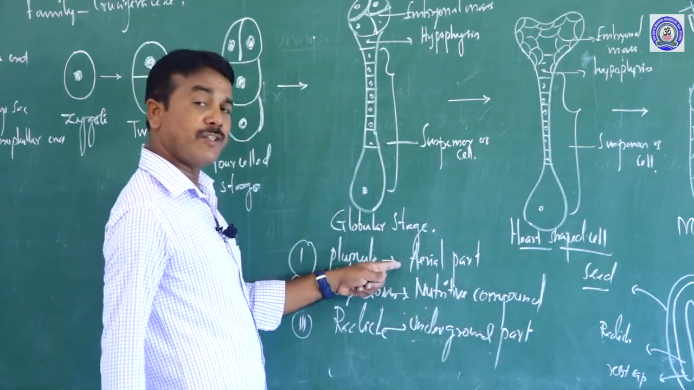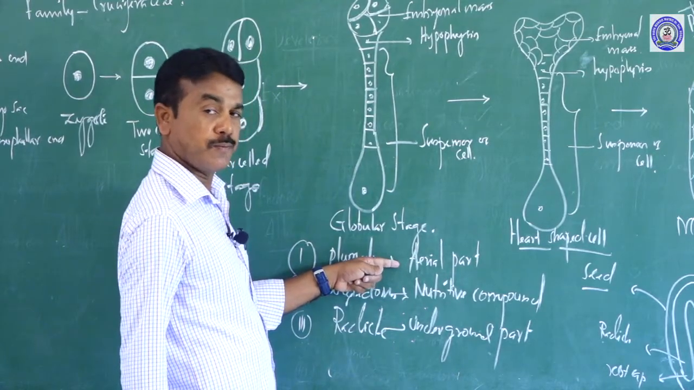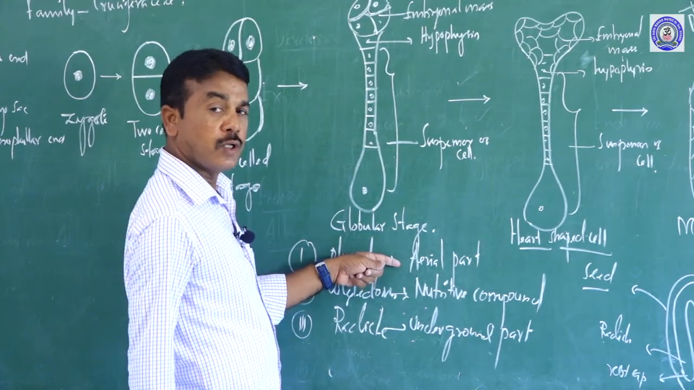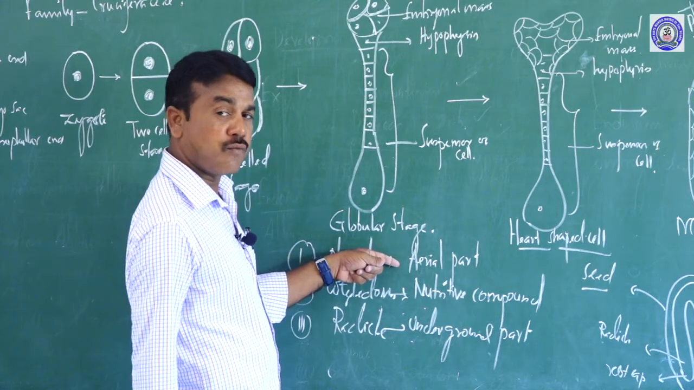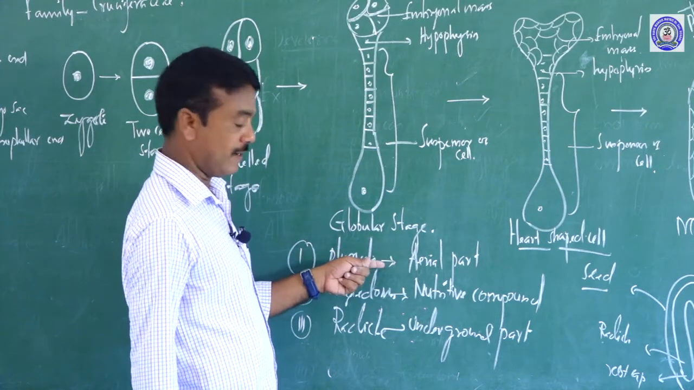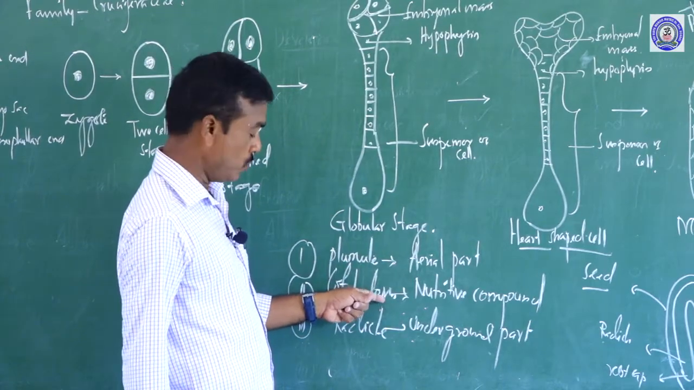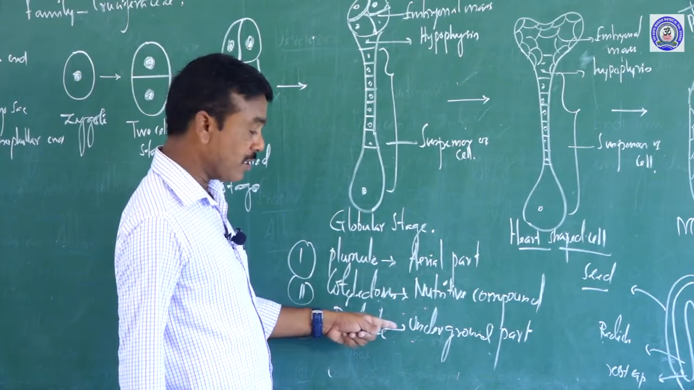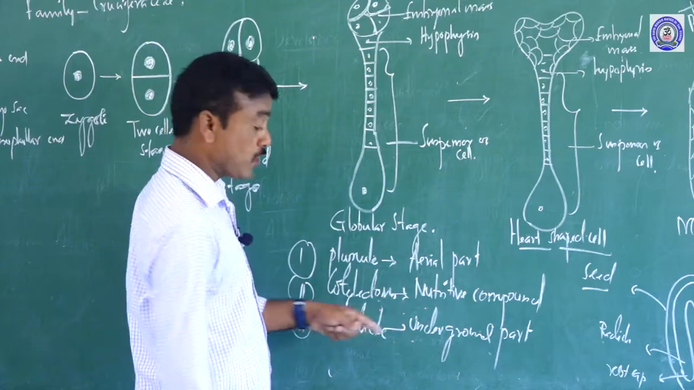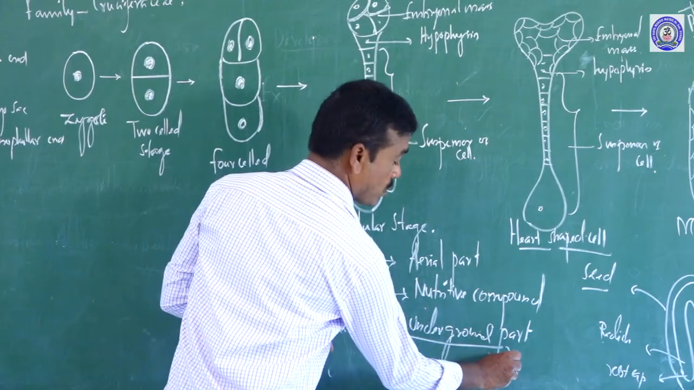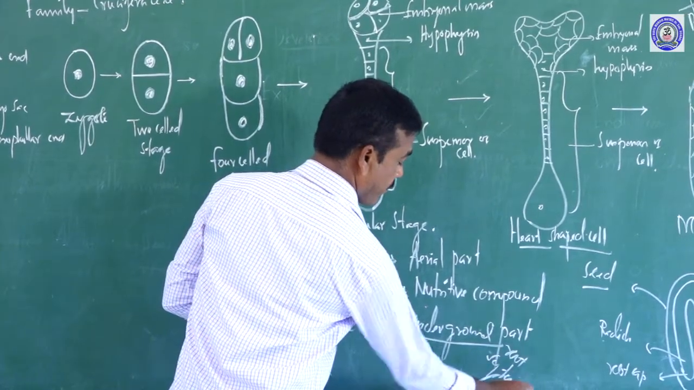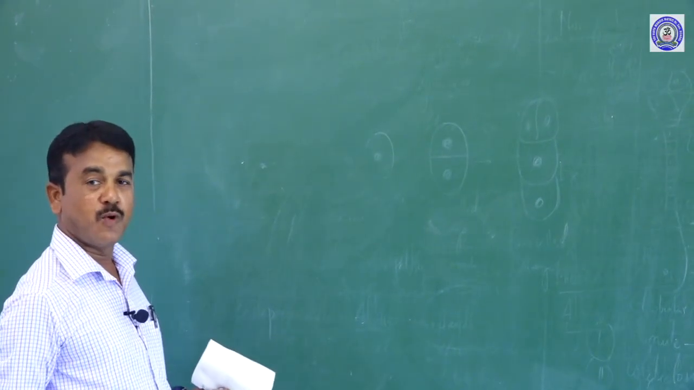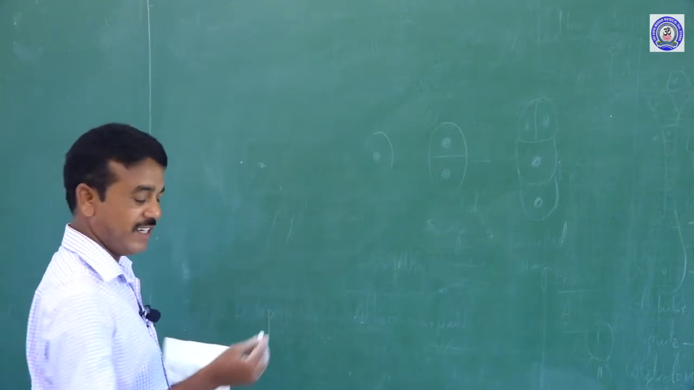So the aerial part is responsible for the shoot system. It gives so many kinds of branches, leaves, flowers and fruit. So all things exist in it. The cotyledon is a nutritive tissue. The radicle is the underground part, which is responsible for the root system. The next topic to be discussed is the structure of the dicot seed.